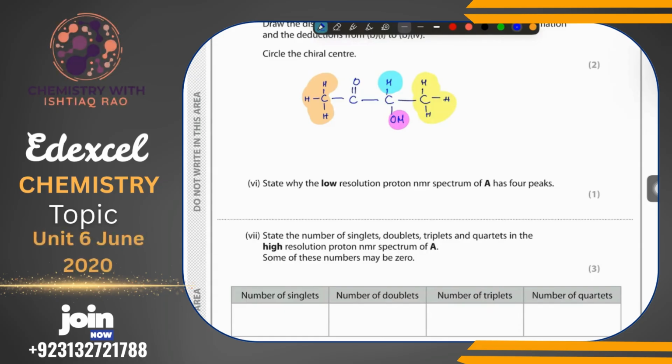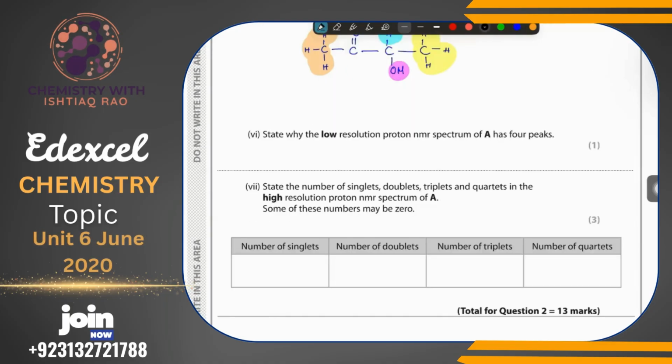And then state the number of singlets, doublets, triplets, and quartets. So first of all, one.